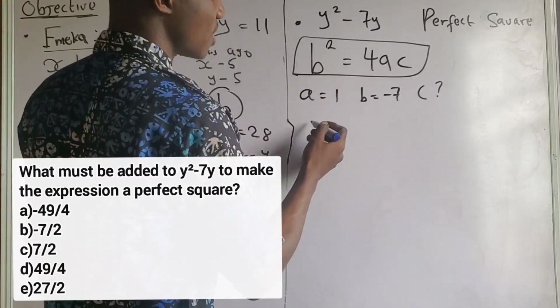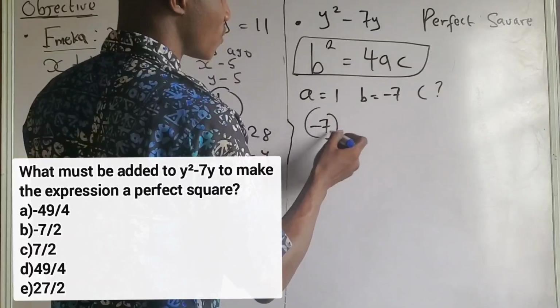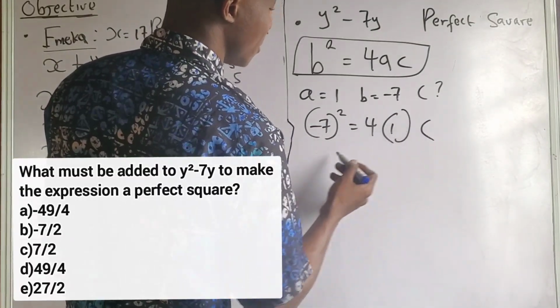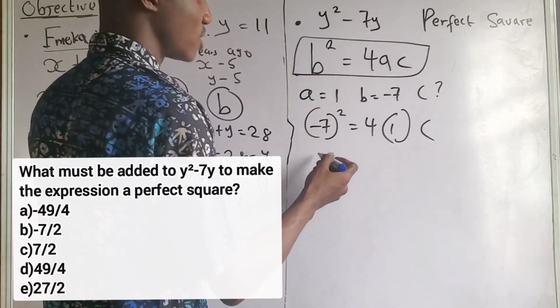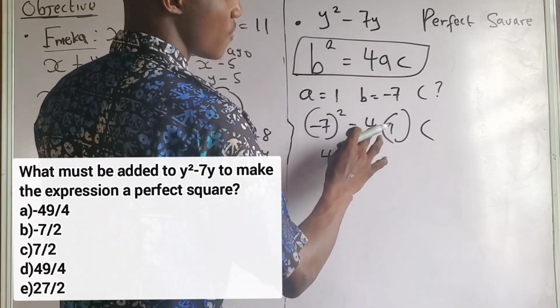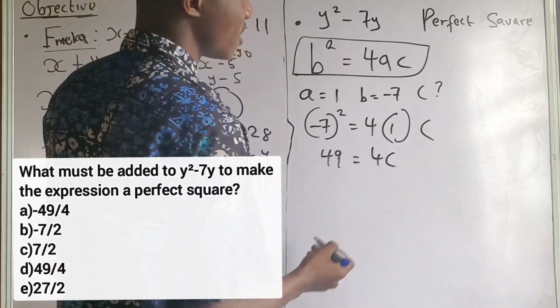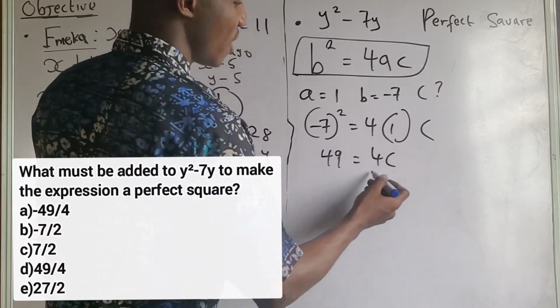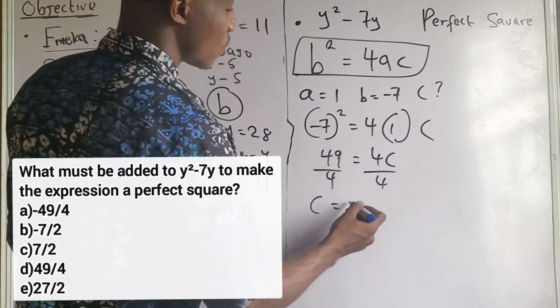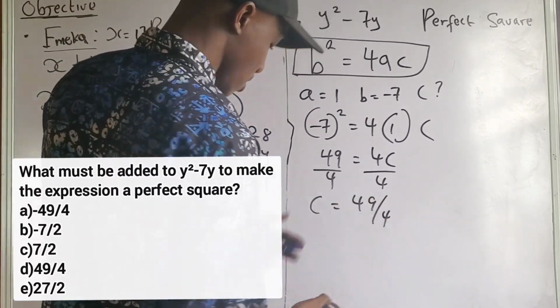Now, B is negative 7. I'm going to have negative 7 raised to the power of 2 equals 4 multiplied by 1 multiplied by C. Negative 7 to the power of 2 is what? 49. 49 equals what? 4 times C, 4C, right? So, divide by 4. This over 4 and this over 4. So, C equals 49 all over 4.